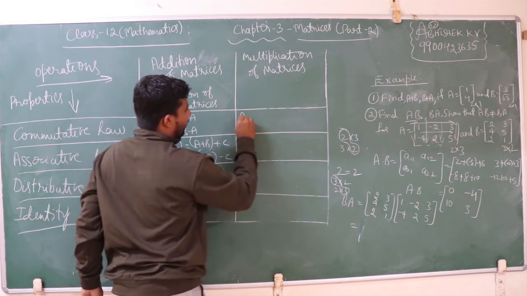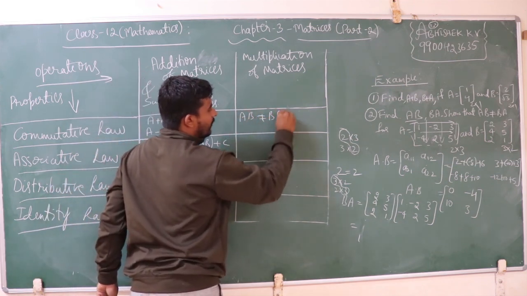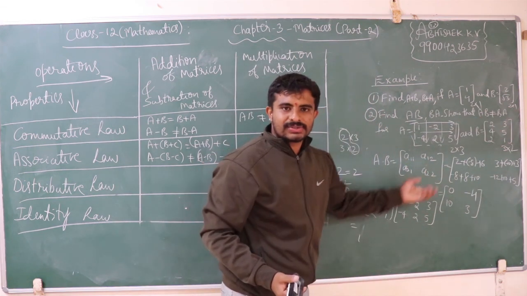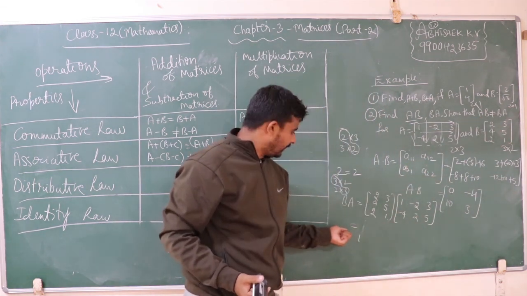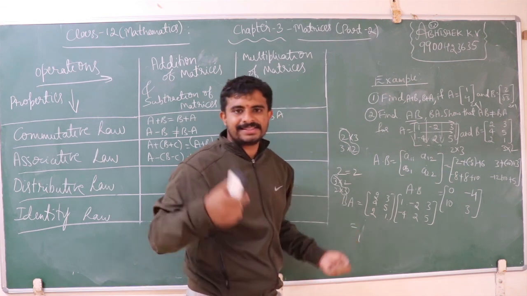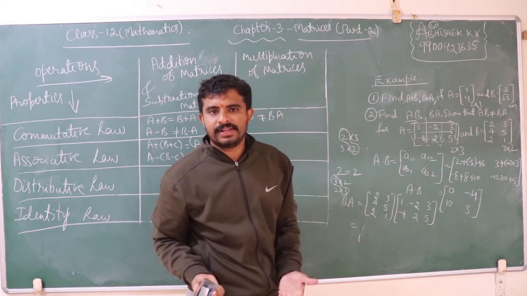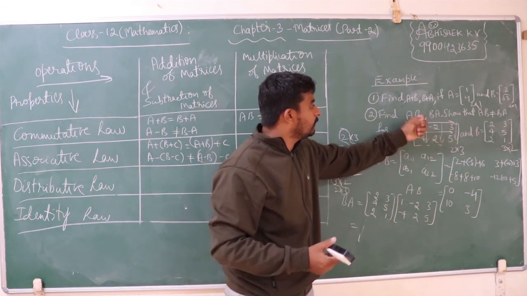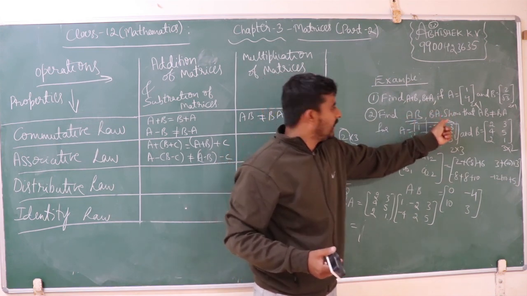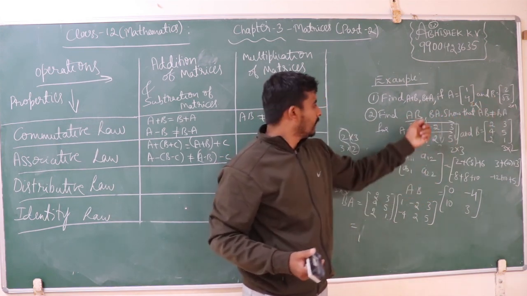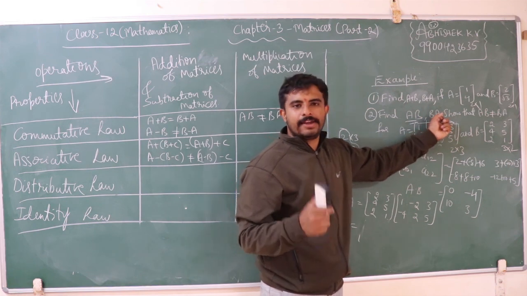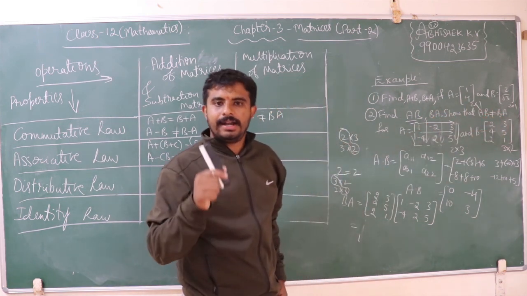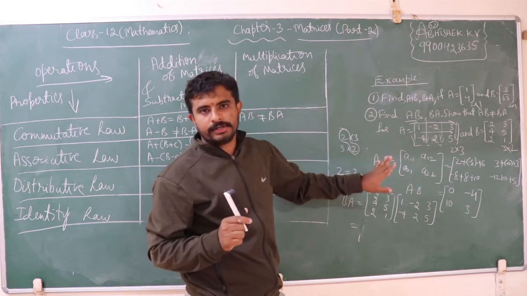Obviously, AB is not equal to BA. The examiner asked to show that AB is not equal to BA. AB is 2 cross 2 and BA is 3 cross 3. How can they be equal? It is not possible, right? Therefore, AB is not equal to BA. So this is a 5 mark question: find AB for 2 marks, BA for 2 marks, and show AB not equal to BA. It is very, very important.